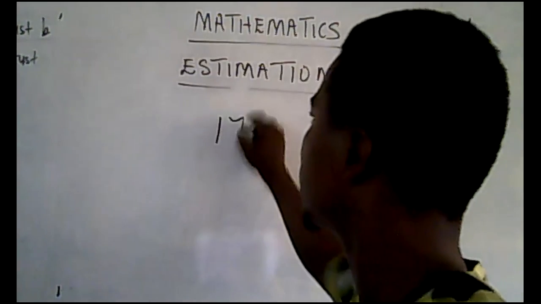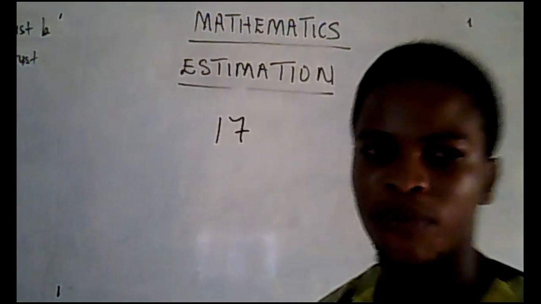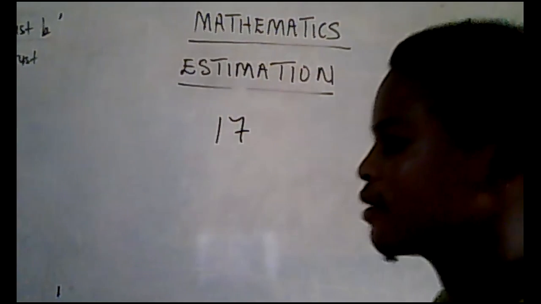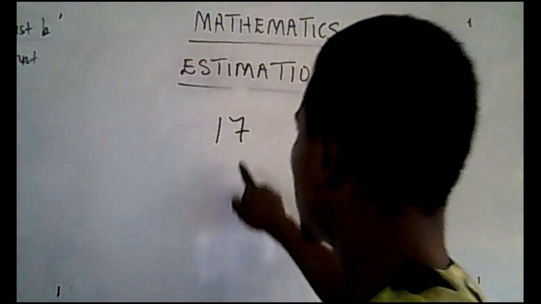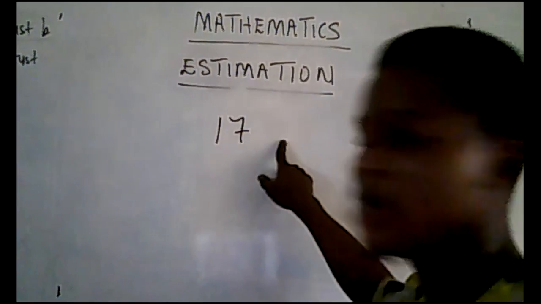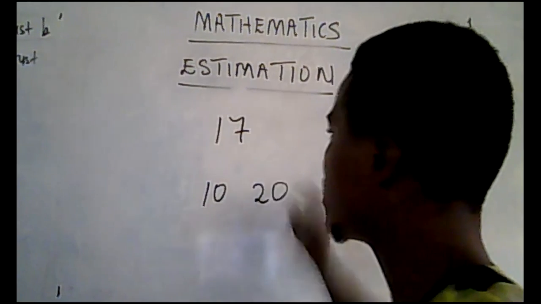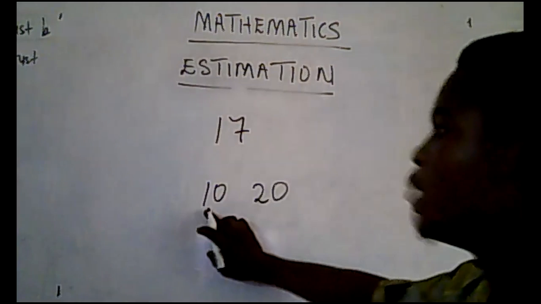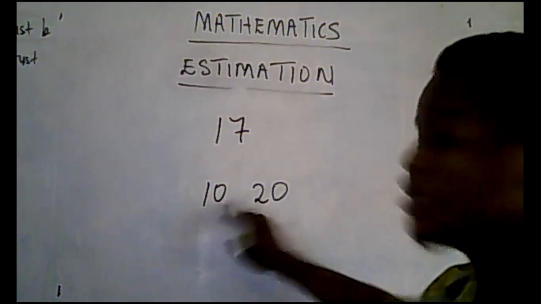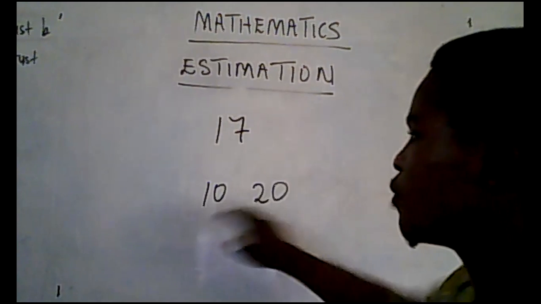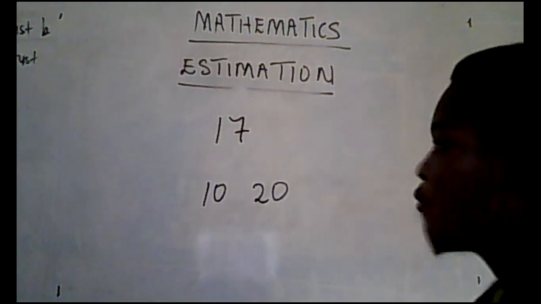This is 17. The first thing you need to know is that 17 is closer to which of the 10s? Don't forget that 17 is in between 10 and 20. Now, 17 is closer to which of these two? Of course, closer to 20.